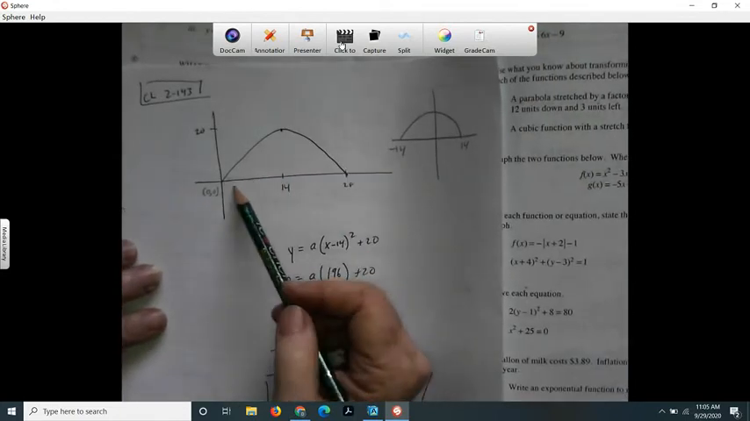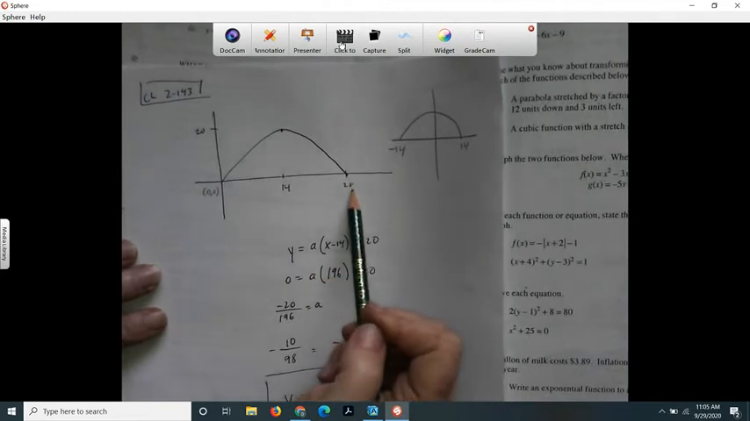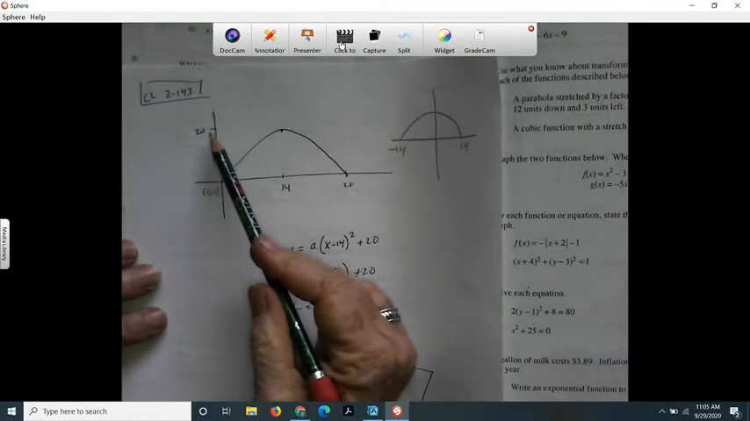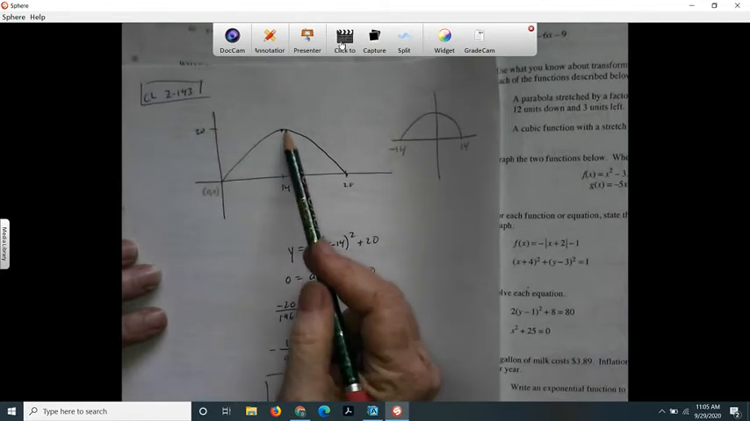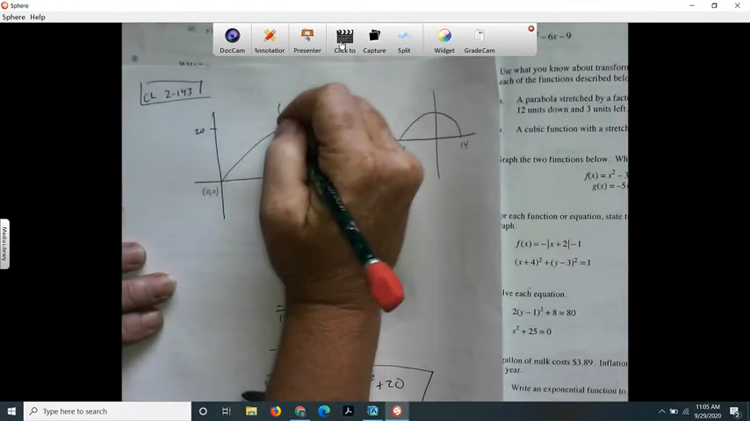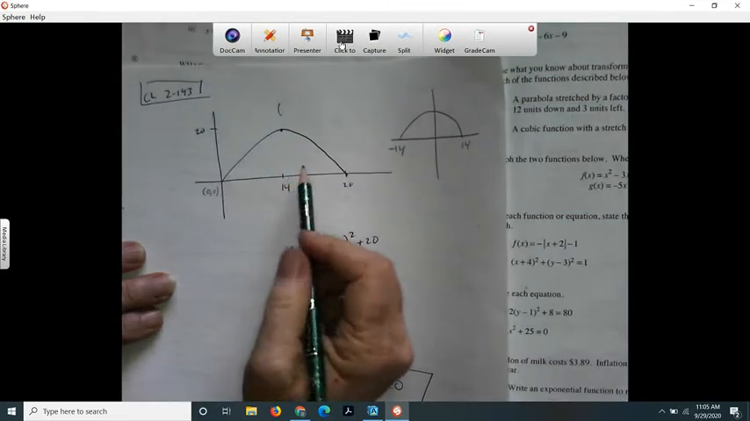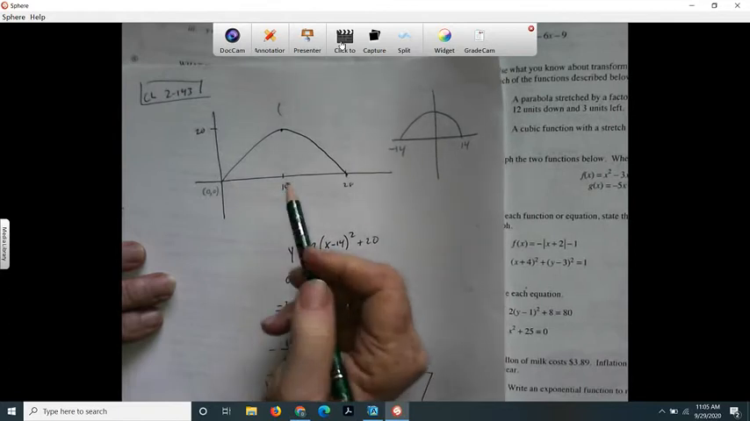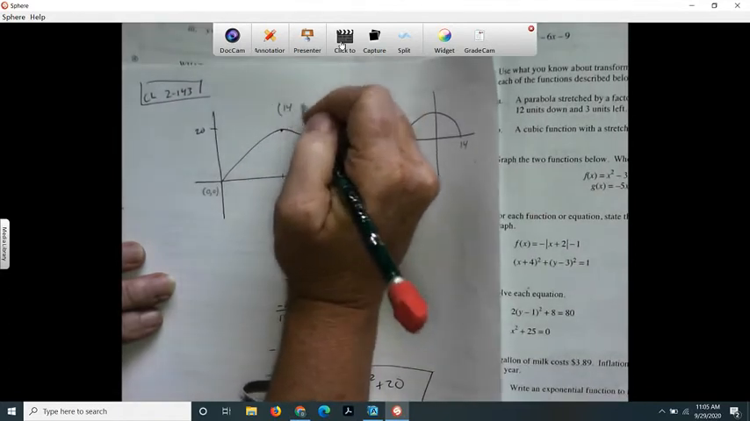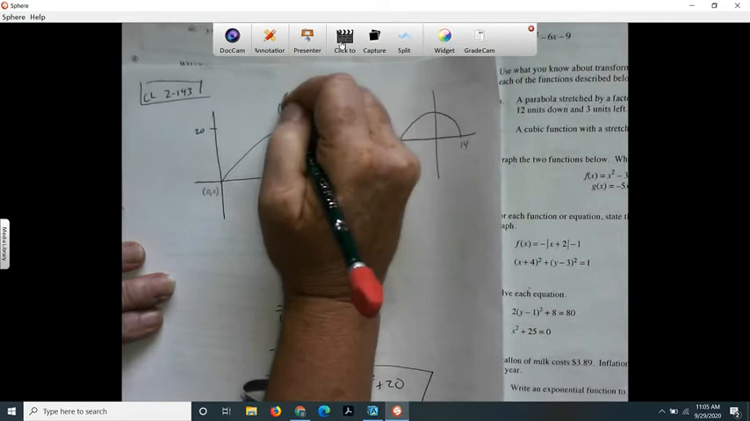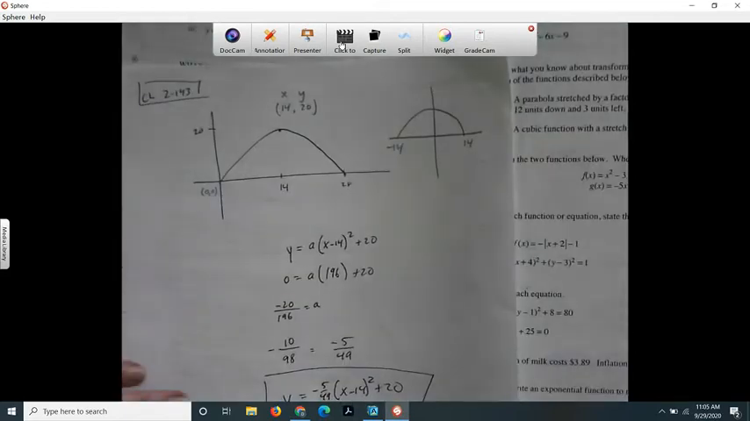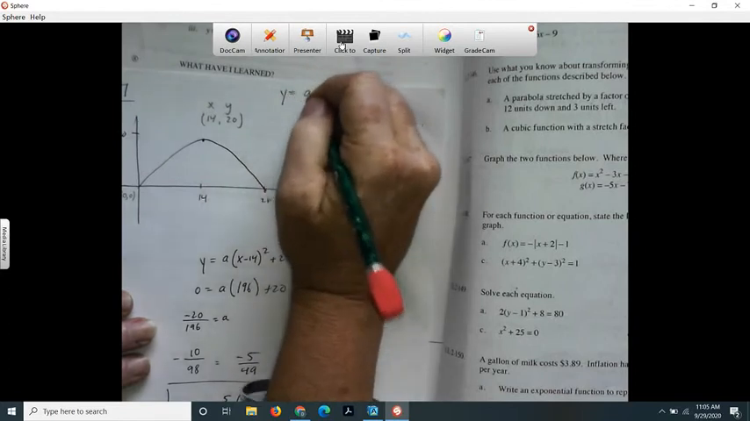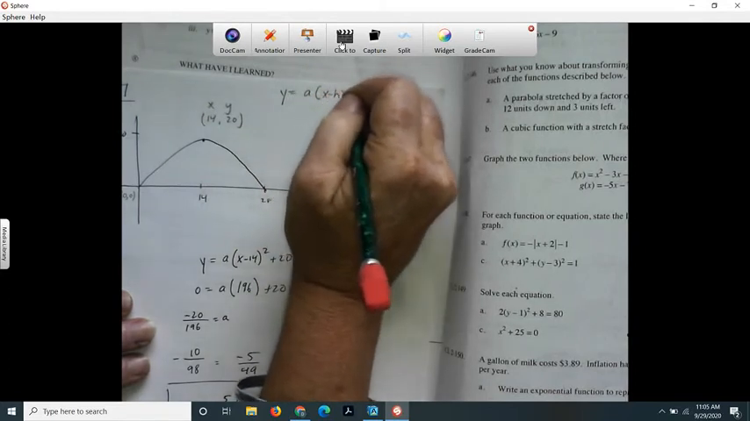So her longest jump was 28, and her height was 20. So this gives me a vertex. The vertex is going to be halfway in between the two intercepts, so the vertex is going to be (14, 20). That's my vertex. And so then I just write y equals a times (x minus h) squared plus k.